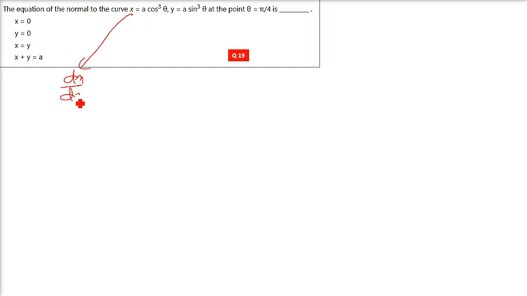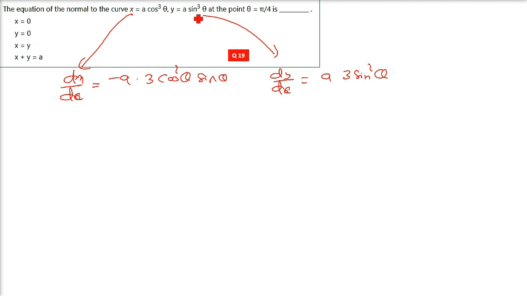dx by d theta. It is a, cos cube theta is 3 cos square theta. Differentiation I'm doing. And then cos theta will be minus sin theta. Here also dy by d theta. This is a, sin cube theta is 3 sin square theta, and differentiation of sin theta is cos theta.